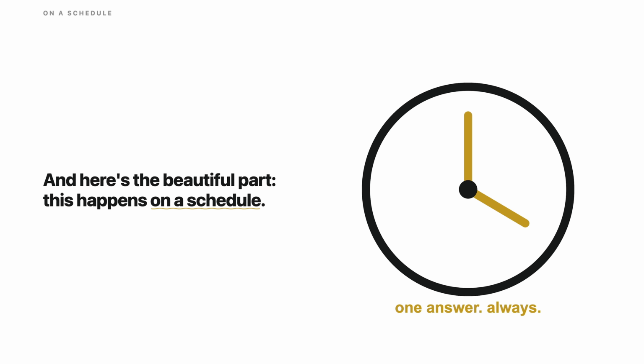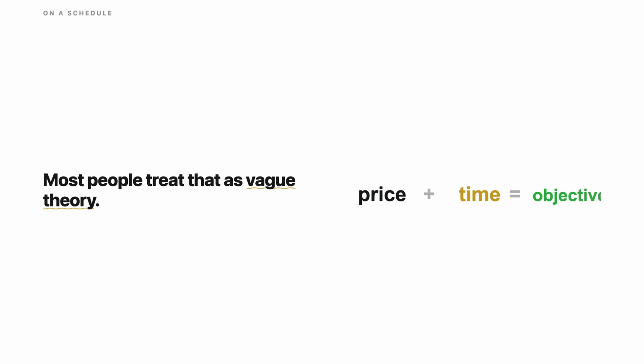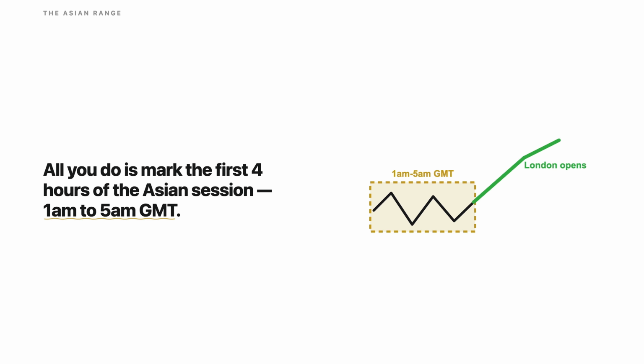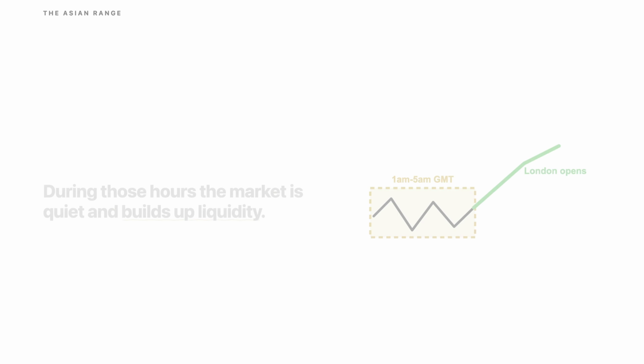And here's the beautiful part. This happens on a schedule. You've probably heard of the Asian consolidation, London manipulation, New York reversal. Most people treat that as a vague theory. We made it 100% mechanical. All you need to do is mark up the first 4 hours of the Asian session, from 1 a.m. to 5 a.m. GMT time, the London time. That's not opinion, that's a clock.